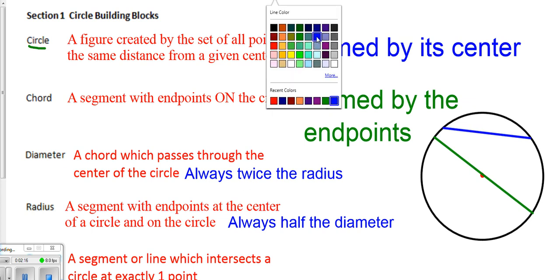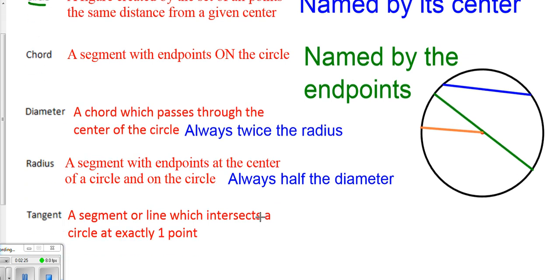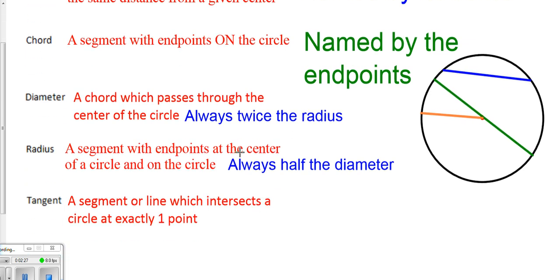So what is a radius? I'm going to do that one in orange. It's going to go from the center to the edge. So a radius is a segment with endpoints on the center and on the circle. So one here, one here. This radius is always going to be half the length of the diameter.